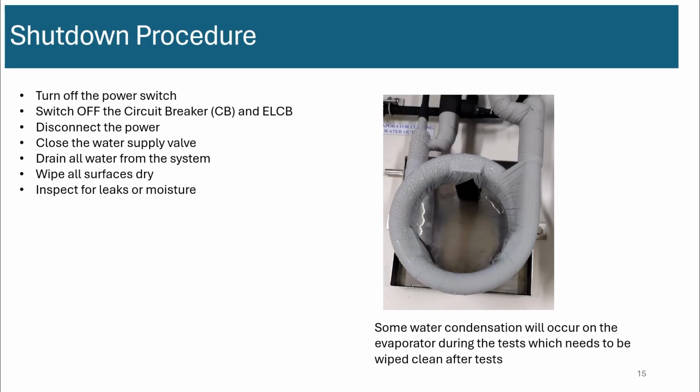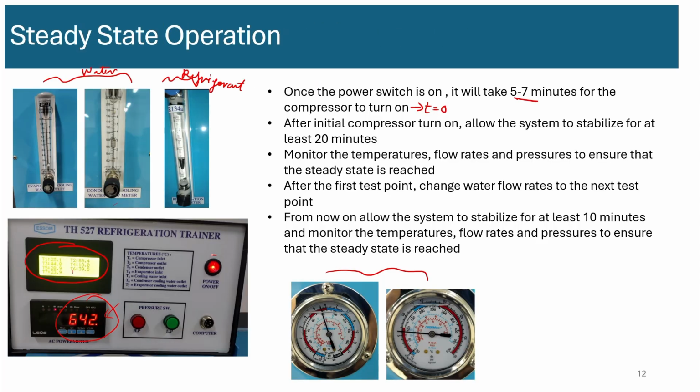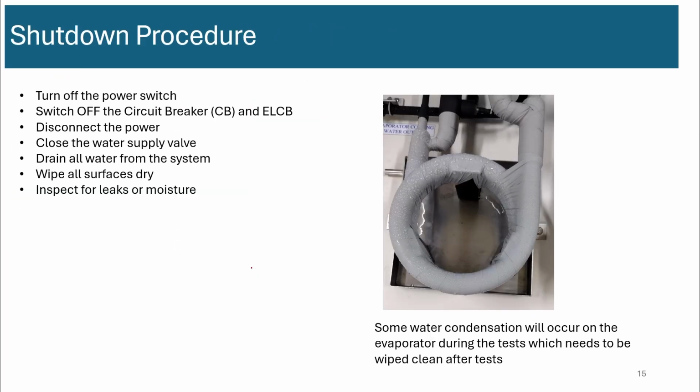Okay, so once you finish all the test data points, the next step is shutting down the system. So the first thing to do is turn off the power switch, and you know where the power switch is. It's this one. And then you switch off the circuit breakers and the ELCB, right? Afterwards, you can disconnect the power supply cable. Once you did all of these, then you can close the water supply valve, the main water supply valve.